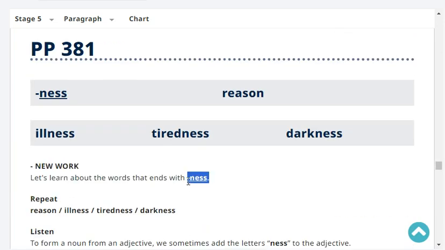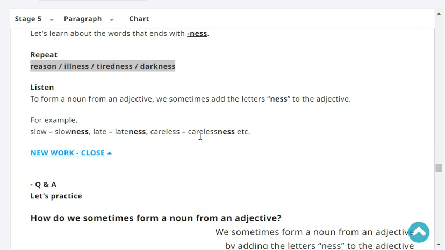Okay. So let's learn about words that end in ness. Repeat: illness, tiredness, darkness. To form a noun, to make a noun from an adjective, we sometimes add the letters ness to the adjective. For example, the adjective slow. To make it a noun, you say slowness, late, lateness, careless, carelessness, etc.